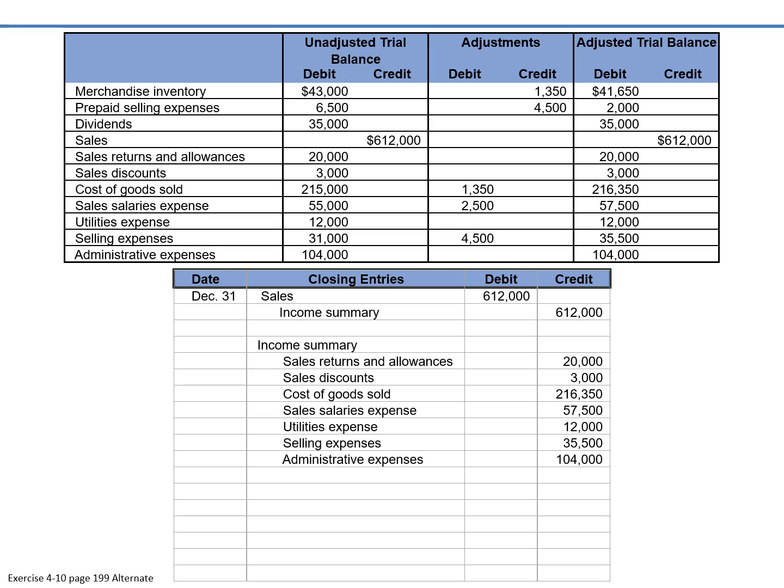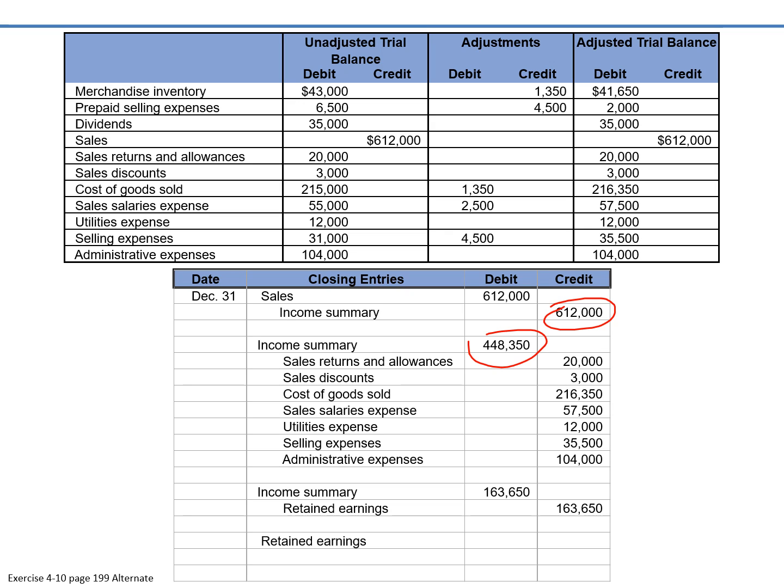20,000 plus 3 plus 216 plus 57 plus 12 plus 35 plus 104 means that we need a debit to our income summary of $448,350. And then we're going to close our income summary to our retained earnings. So our income summary has a credit balance of $612 less a debit balance of $448,350. So in order to close that, that's a net credit balance of $163,650. So we're going to debit that amount to take it to zero, and we're going to credit retained earnings.